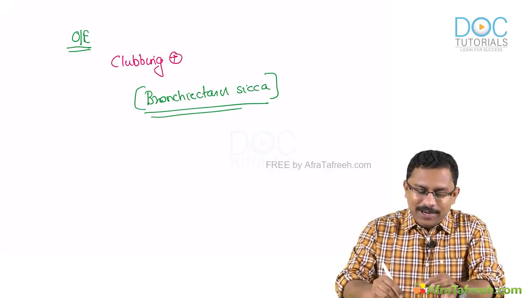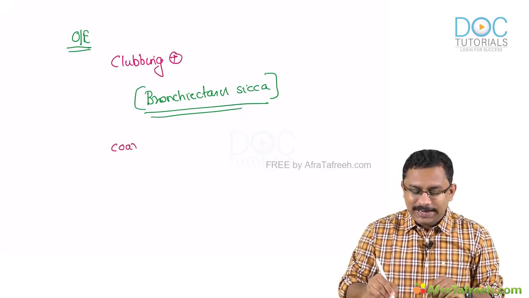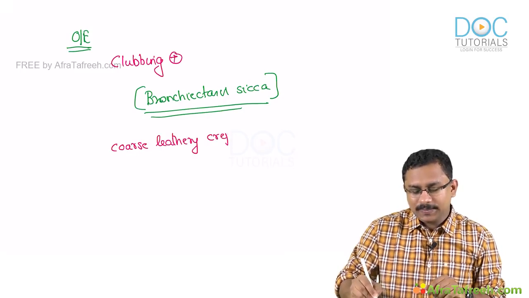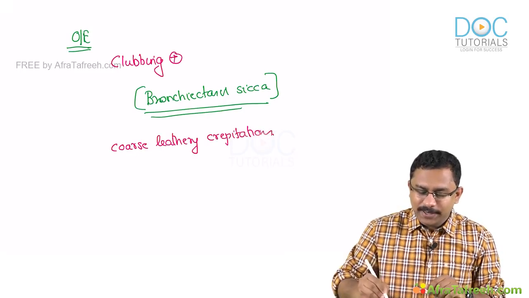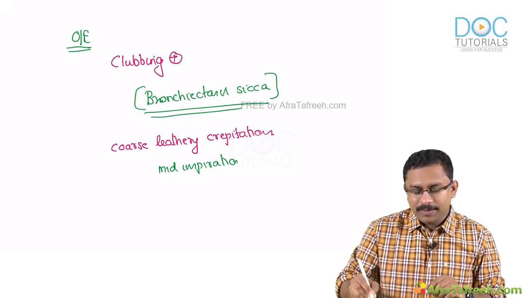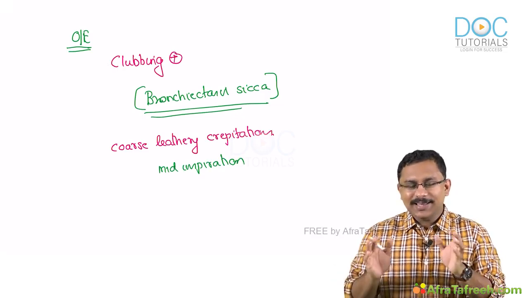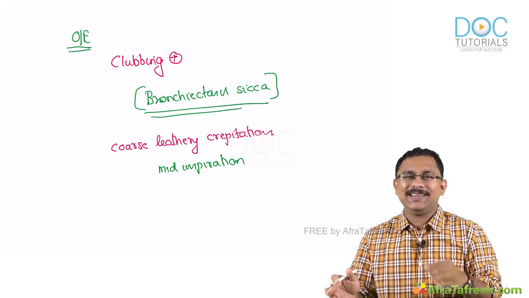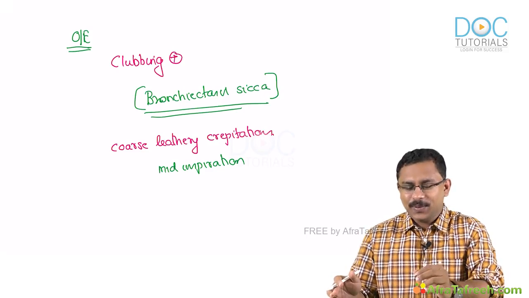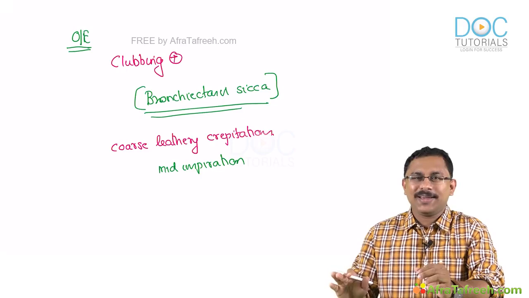And then on auscultation, you will have coarse leathery crepitations, which are usually mid-inspiratory, sometimes in the early part of inspiration as well. So you will get all these crepitations. These are the two important findings, the clubbing as well as the coarse crepitations, important findings in case of bronchiectasis. So keep that in mind. This is how bronchiectasis will present to you.